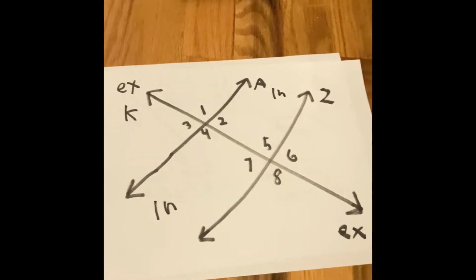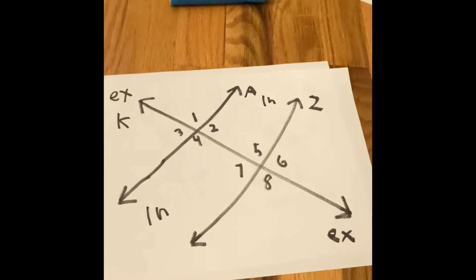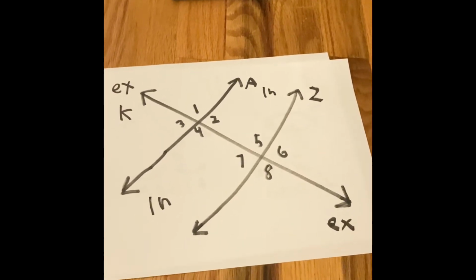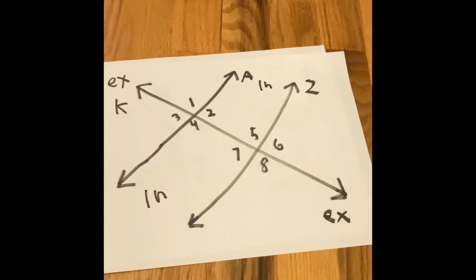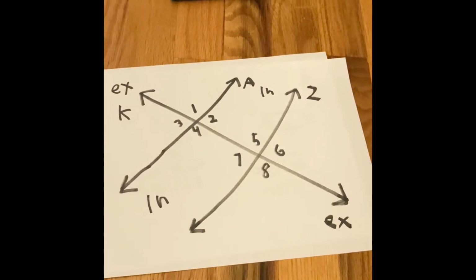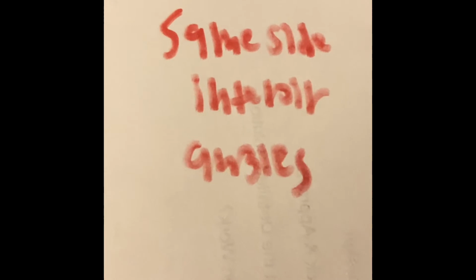Let's go step by step and go from the easiest definition to the most complex definition. And we're going to color code the angles and write them down so you can understand and visualize which angle goes with which. So let's take a look at the first one. What's this? Same side interior angles.